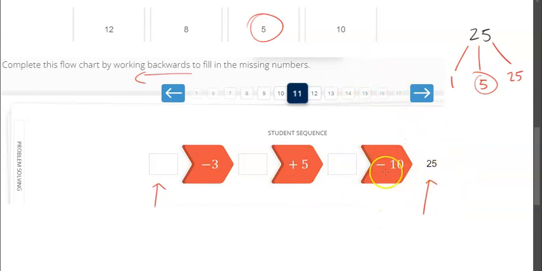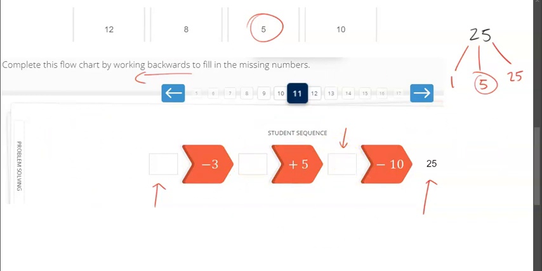So 25 minus 10 to get 15, and then 15 plus 5. No, this is incorrect. We need to know what number you have to put into here that when you subtract 10 will give me 25. And then once we found that number, we also then have to find what number we get when 5 is added into it, that gives us this number. So essentially we're working in a backwards manner.